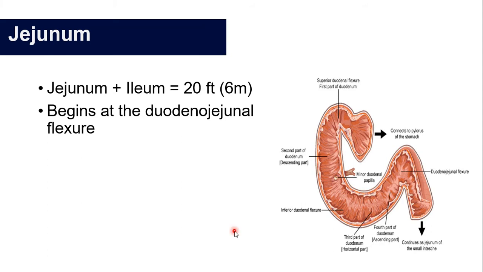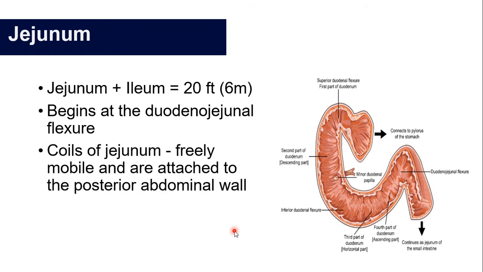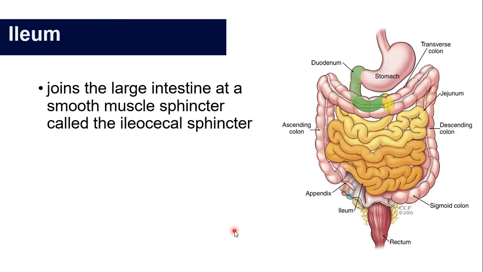So let's discuss the next part. Our jejunum, the coils of the jejunum, is freely mobile together with the coils of our ileum, and they are attached to the posterior abdominal wall.